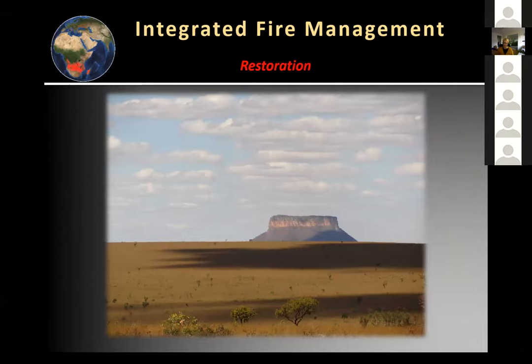This is a picture of the Cerrado of the ecological station in Tocantins, where Jonas later on will talk about, and how the fire managers there have tried with those elements of integrated fire management, such as prescribed burning, working with the local communities, but also with fire suppression, to try to shift the fire regime in these vast areas.